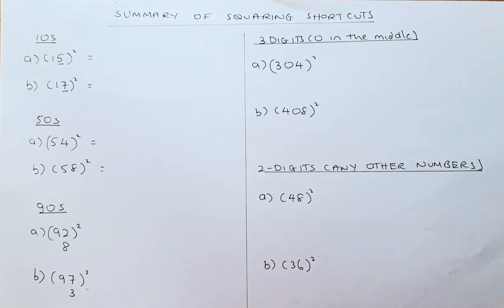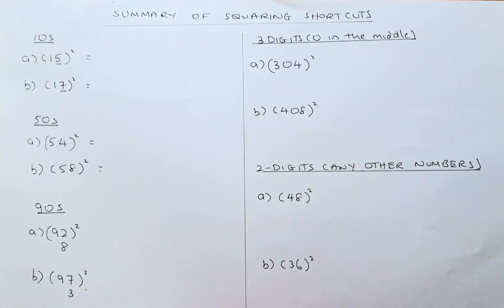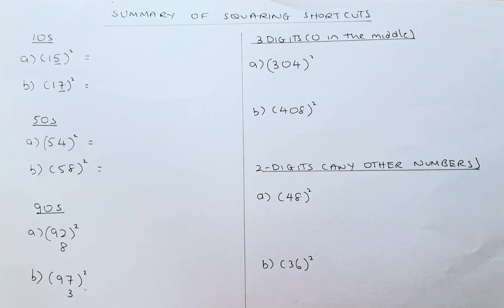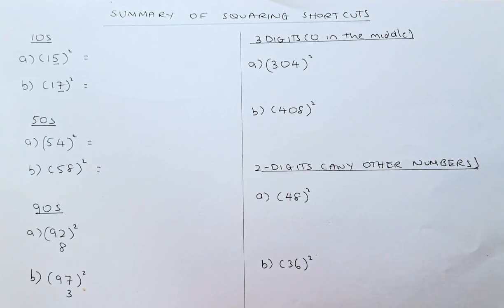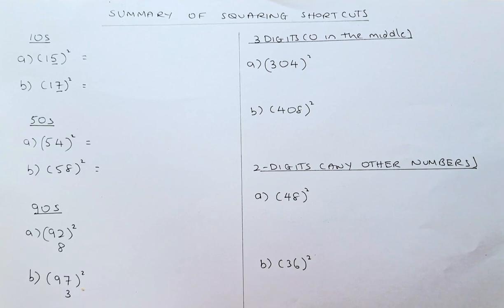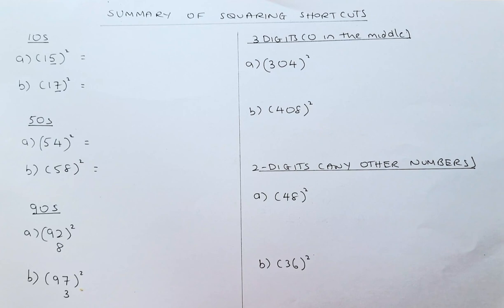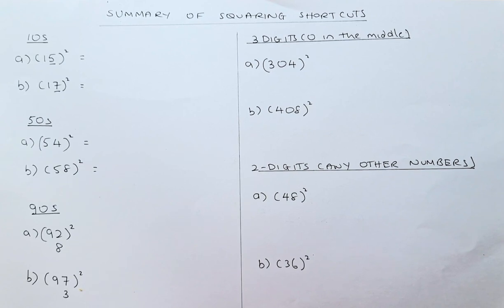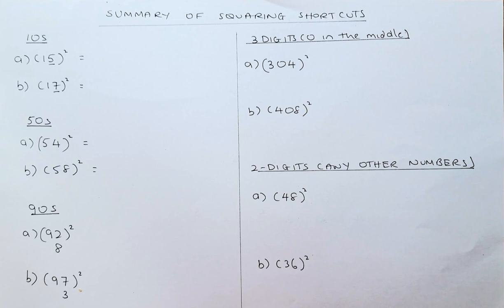Good day! In this video, we're going to summarize all the squaring shortcuts we have done on Mr. Ong Maths Lesson. We will look at how to square numbers in the 10s, 50s and also the 90s. We also look at how to square 3-digit numbers where 0 is in the middle. If all else fails, we'll show you a method where you can still use a shortcut to square any 2-digit number. Without further ado, let's go.